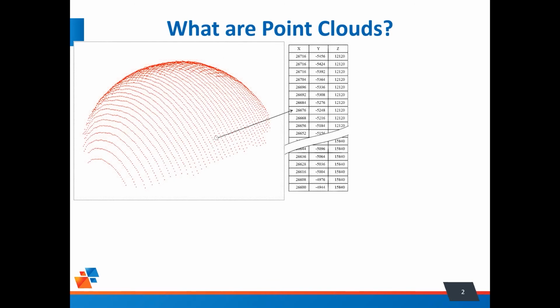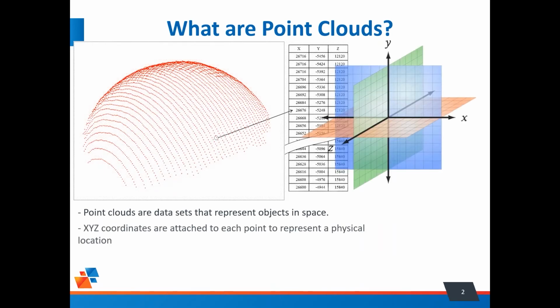So what are point clouds? They're essentially data sets that represent objects in space. These points have coordinates that locate them from a common point and from each other.